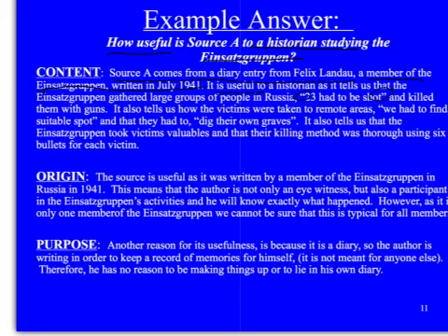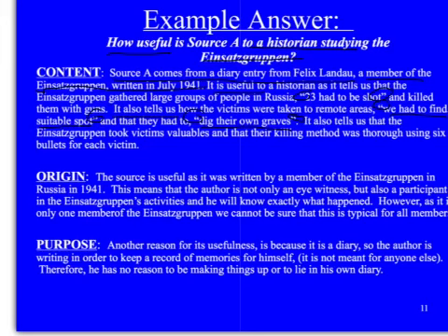It also tells us how the victims were taken to remote areas, again using direct quotations from the source. "We had to find a suitable spot" and that they had to "dig their own graves." It also tells us that the Einsatzgruppen took victims' valuables and that their killing method was thorough, using 6 bullets for each victim.